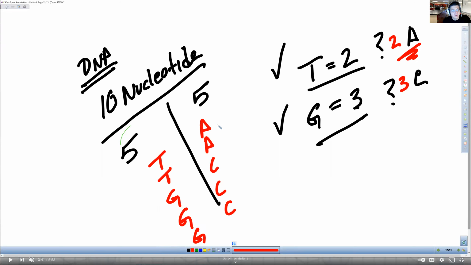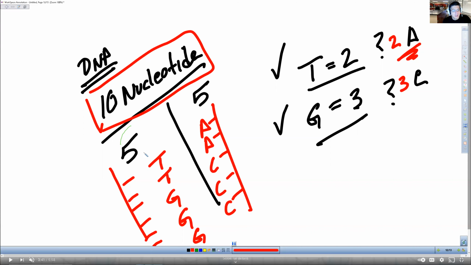But just remember, if there was a molecule that had 5 nucleotides or 10 nucleotides total, okay? If 5 of them were these, then the other 5 on the other side would look like this. You see what I'm saying? Okay, let's try one more.